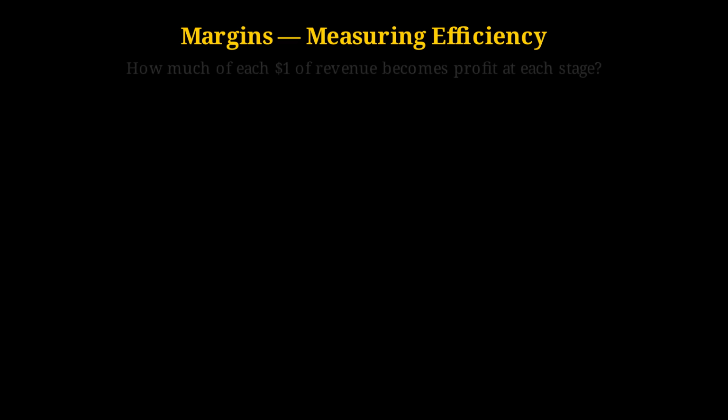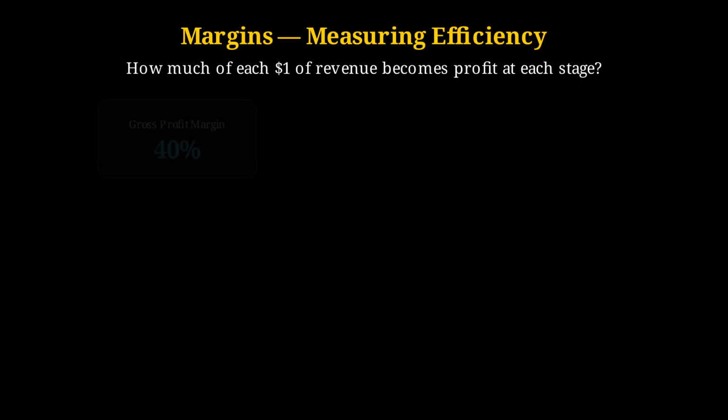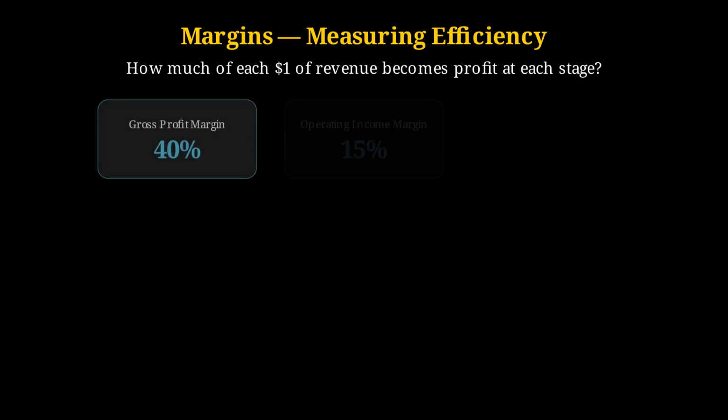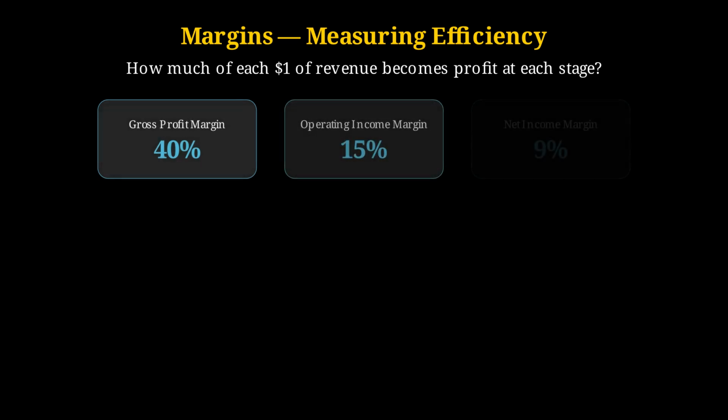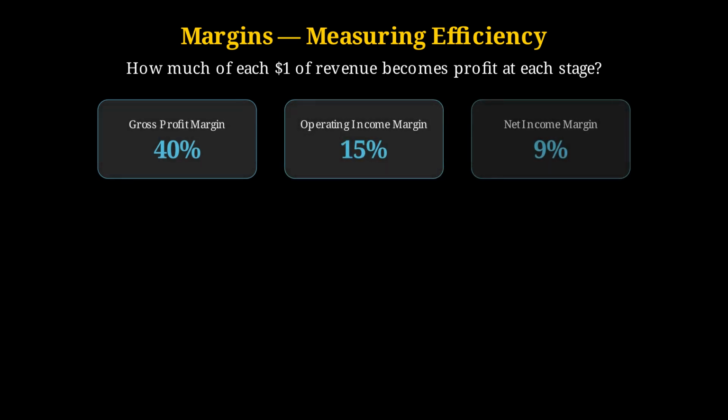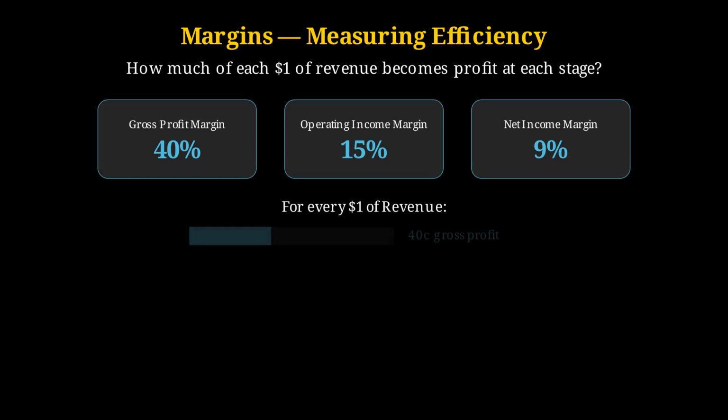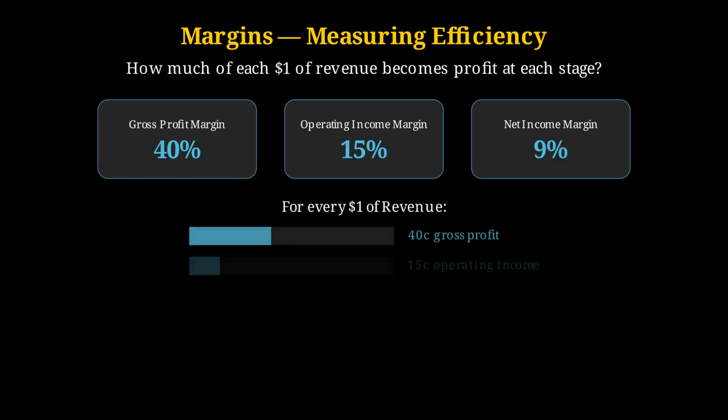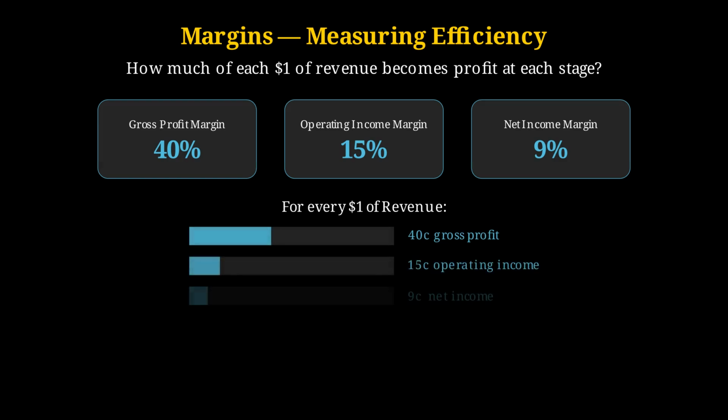Margins are percentages. They tell you how much of each dollar of revenue turns into profit at each stage. Gross profit margin is 40%. For every dollar of revenue, 40 cents is gross profit. Operating income margin is 15%. For every dollar of revenue, 15 cents is operating income. Net income margin is 9%. For every dollar of revenue, 9 cents is net income.